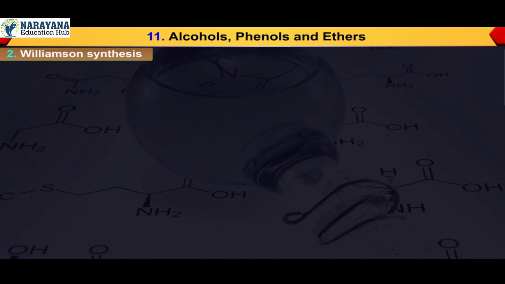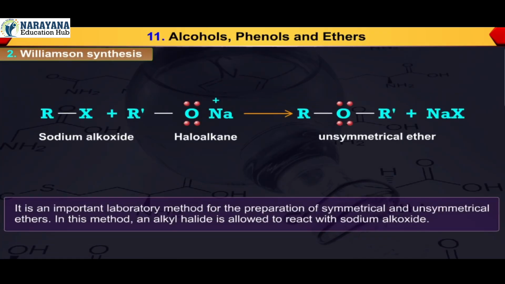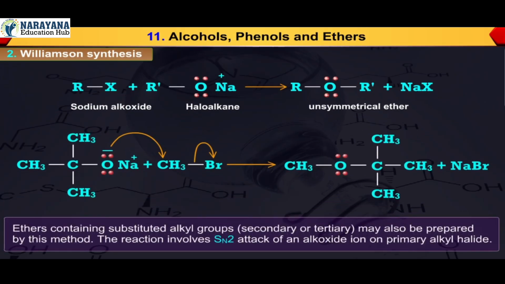2. Williamson synthesis. It is an important laboratory method for the preparation of symmetrical and unsymmetrical ethers. In this method, an alkyl halide is allowed to react with sodium alkoxide. RX + R'O-Na+ gives ROR' + NaX. Ethers containing substituted alkyl groups, that is, secondary or tertiary, may also be prepared by this method. The reaction involves SN2 attack of an alkoxide ion on primary alkyl halide.